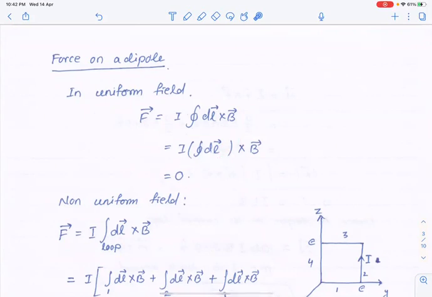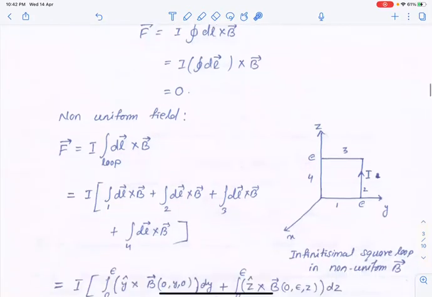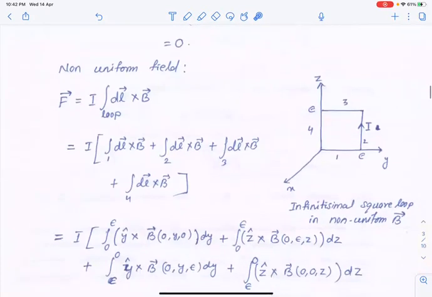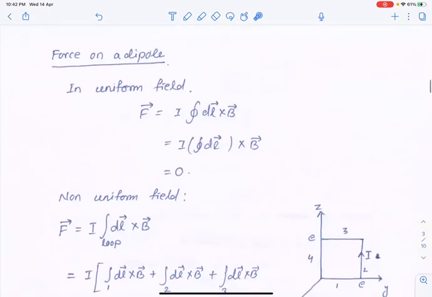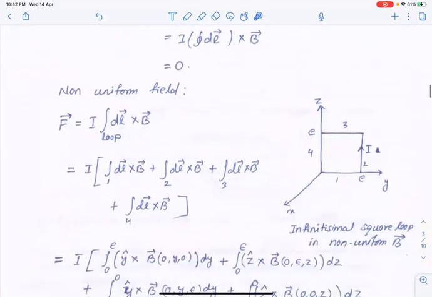Because the dl integration along the closed loop will give 0. So the net force on a dipole in a uniform field is 0. But when the field is non-uniform, things are different. In the case of a non-uniform field, you have to do this integration explicitly for each side, because now you cannot take B out of the integration.